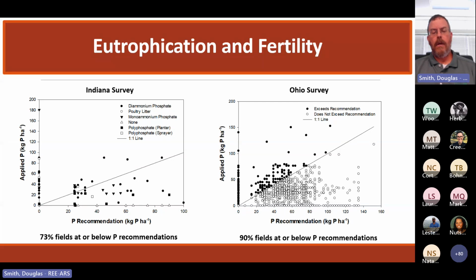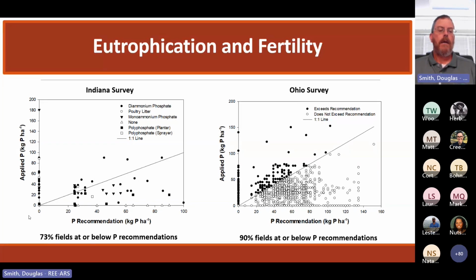Every time algal blooms happen, it's the farmers that get the bad press. It's the farmers that get the news headlines saying they're causing the algal blooms. While I was working in the Western Lake Erie Basin, on the left, you can see an Indiana survey where we compared surveys from farmers, what they were actually applying, to what the recommendations were based on their actual yields for both corn and soybeans.